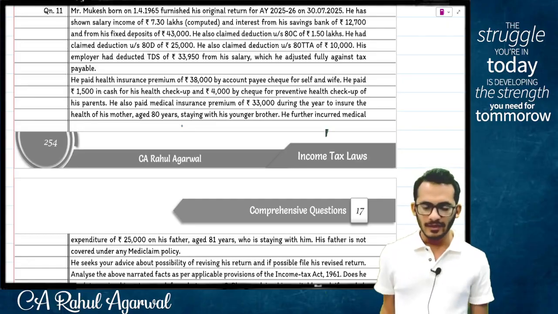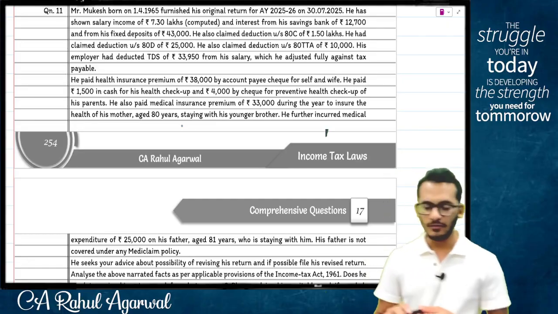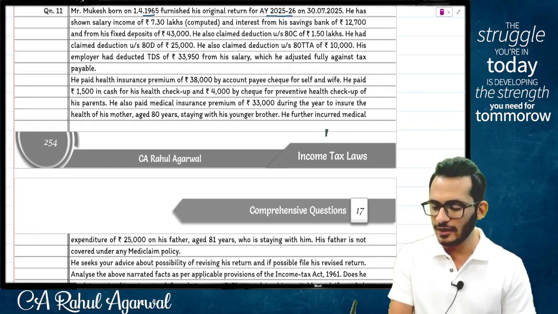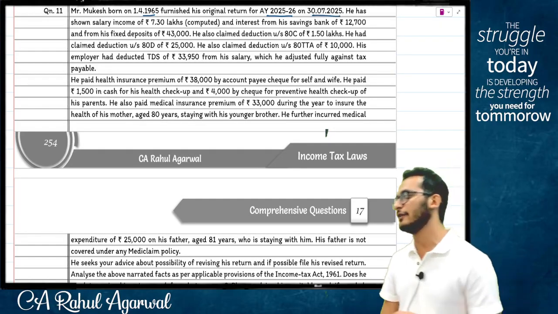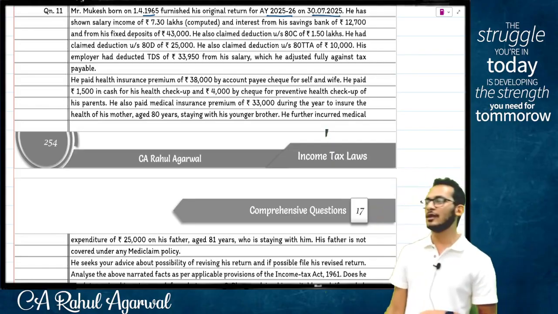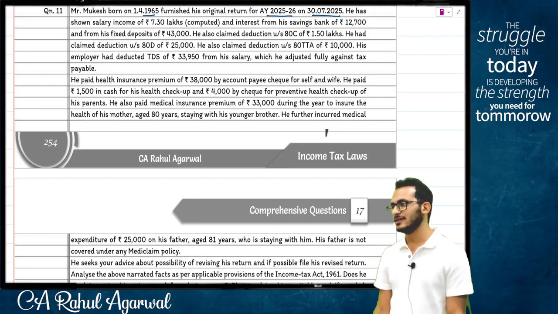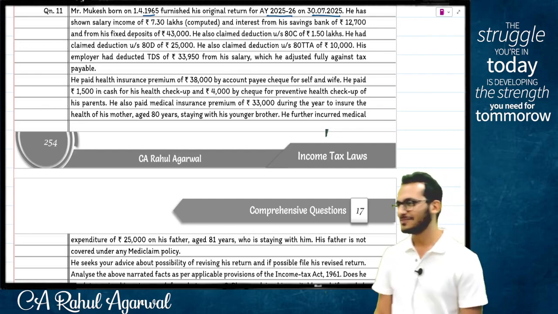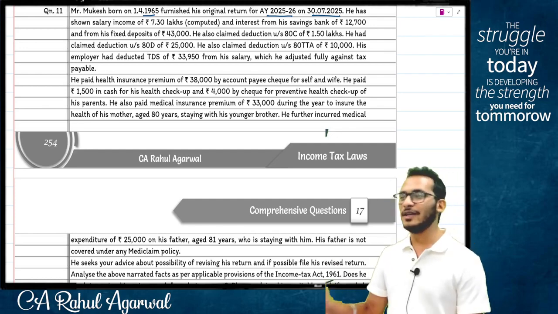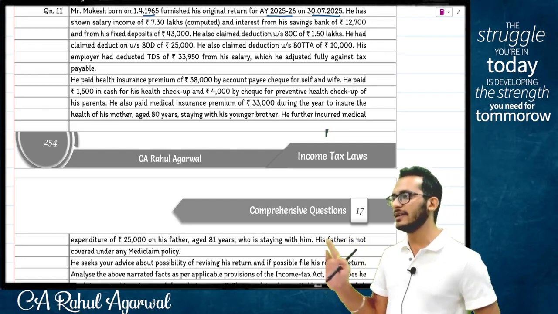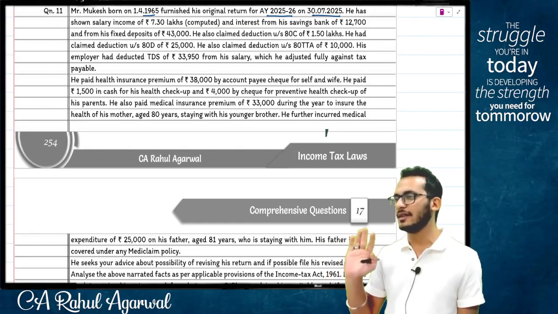Question says, Mr. Mukesh is born on 1st April 1965 and has furnished his original return for 25-26 on 30th July 25. People, as a CA, at every stage you will ask yourself, is he doing right? Use your professional skepticism. The 25-26 return has been filed on 30th July 25, which is within time. 31st July is my due date. He has filed it on 30th July 25, which means he's done everything proper.